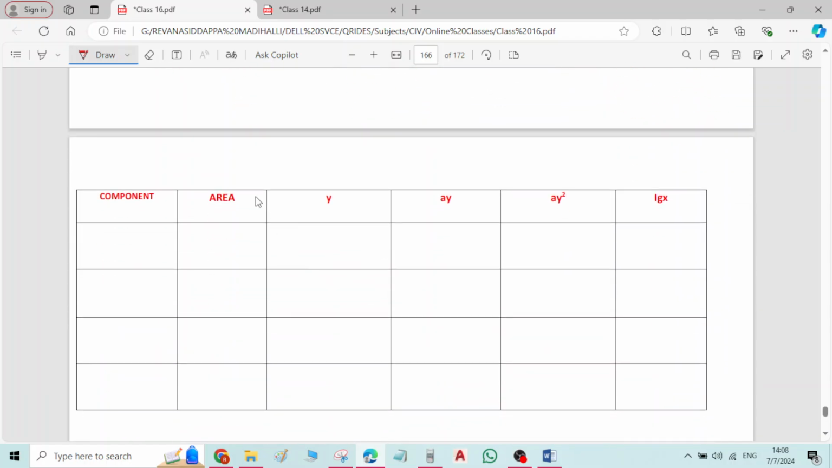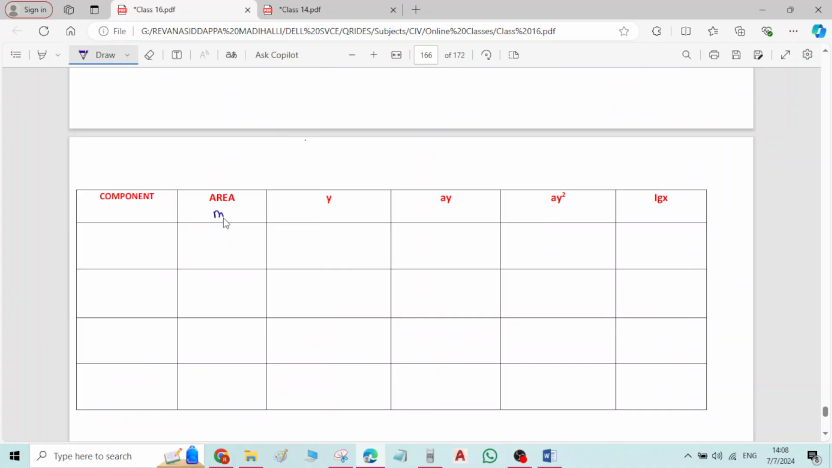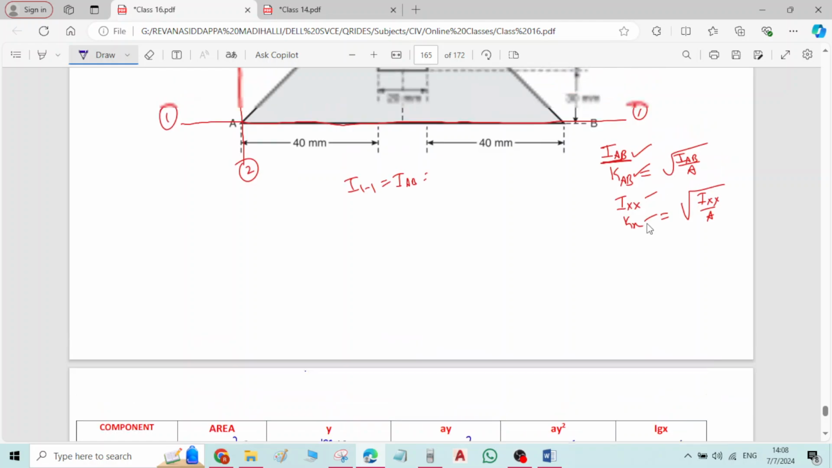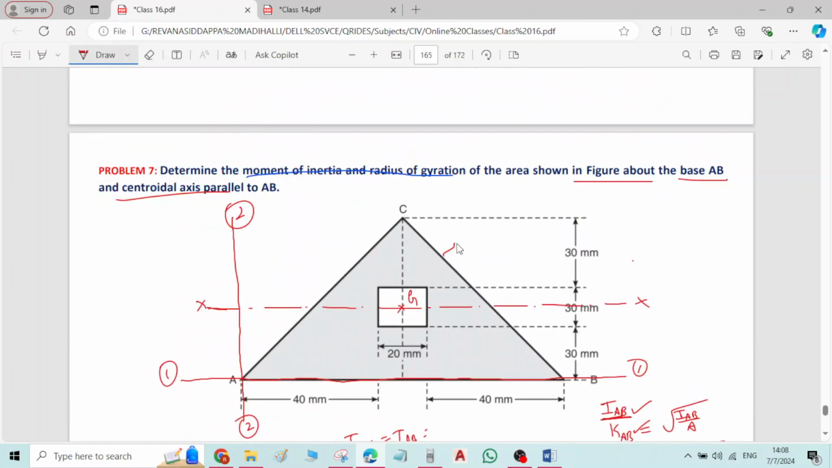Okay, let me write the units. Here it is mm square, millimeter cube, millimeter to the power of 4, and millimeter raised to 4. So I'll divide this whole figure into two components: triangle as component number 1 and rectangle as component number 2.